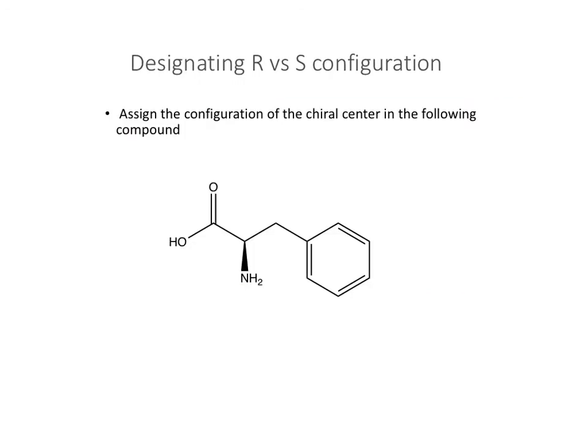So try this example. Can you assign the R or S configuration? The first thing I would do is draw in my hatched bond with my hydrogen. Now I'm going to look at this carbon, that's my chiral carbon, and I'm going to go 1 atom out. So the hydrogen will be the lowest priority group, that will be 4. Then I have nitrogen versus carbon versus carbon. Nitrogen is a higher atomic number than carbon, so that's going to be my highest priority group.